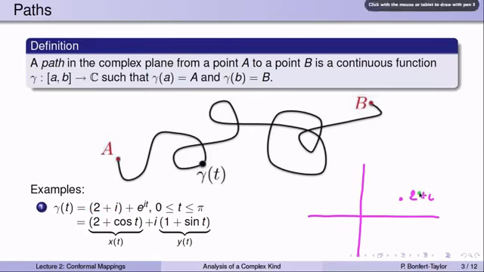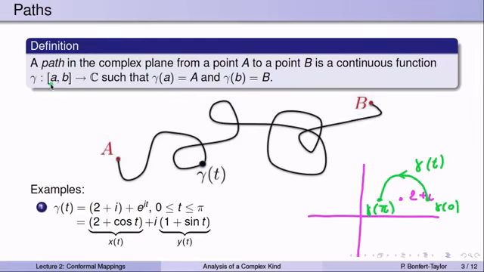And now we're adding e to the it to that. So this is going to be a curve like this. I have a circle centered at 2 plus i. So this is our function gamma of t. This is the point gamma of 0. And this is the point gamma of pi. So in our definition up here, a is 0, b is pi, and gamma of t is this function that you see down here.